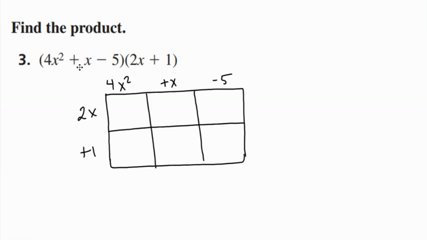So 4x squared plus x minus 5, I'm going to make those the columns of my box. And then 2x plus 1, I'm going to make those the rows of my box. And when I multiply, I'm really finding the area of each rectangle within my box, right? So 2x times 4x squared, and 2x times x, and so on and so forth. So when I multiply this 2x times each of my columns, I get 8x cubed plus 2x squared minus 10x. And then the plus 1 times each column.